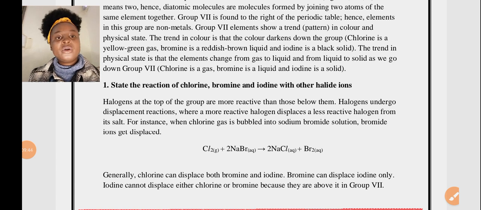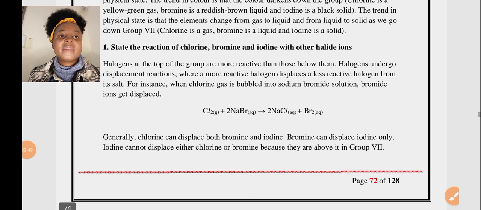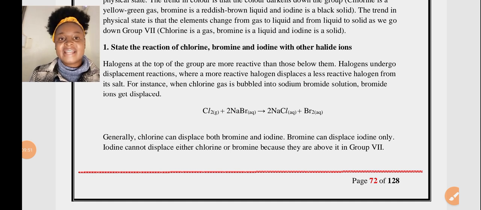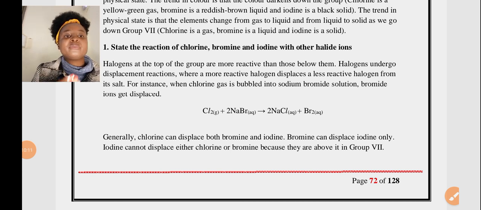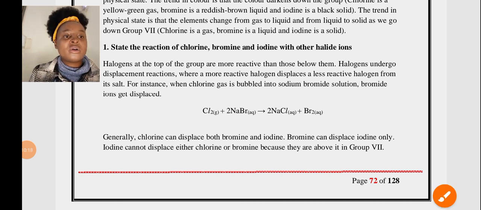And also we need to know and state the reaction of chlorine, bromine, and iodine with other halide ions. For example, halogens at the top of the group are more reactive than those below them, which means fluorine is more reactive than chlorine, and chlorine is more reactive than bromine. So if you react chlorine and sodium bromide, chlorine will displace bromine from its compound and take its place, such that we receive our own bromine separately.